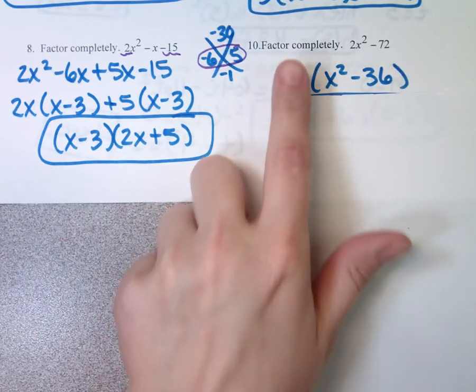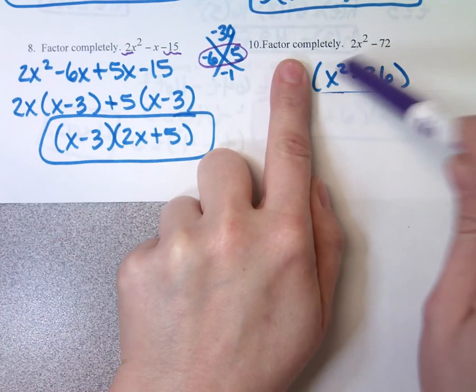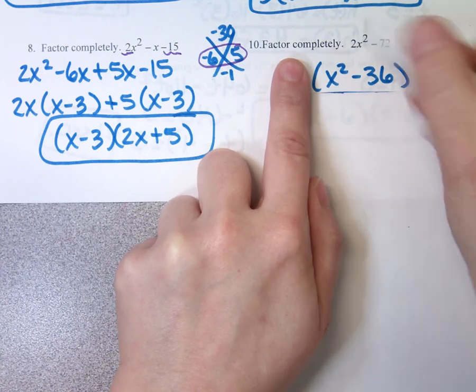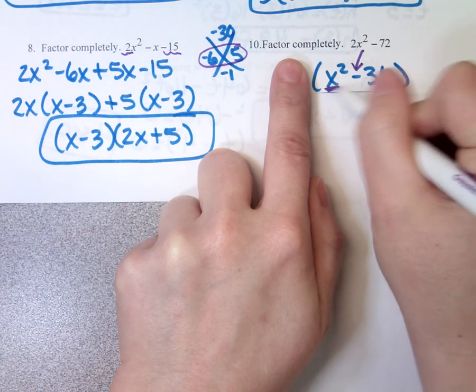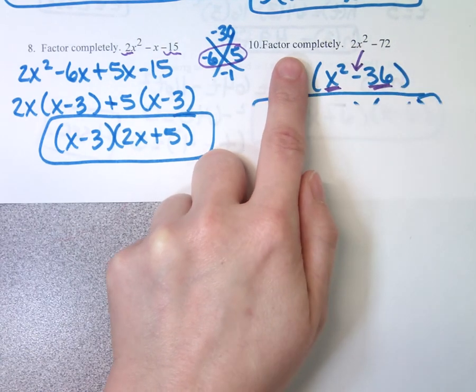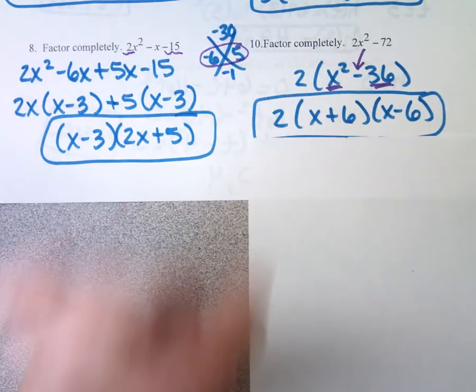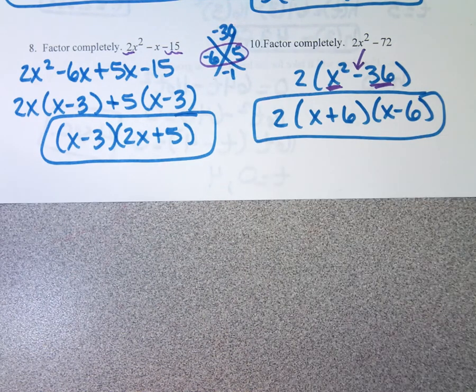I cover up my GCF, see if I can do any more. This here does not have a GCF, but it does have 2 terms. So I look to see if it's a difference of squares. And it is. This is a difference. These are both perfect squares. So that's the one that factors with the plus and the minus. So x plus 6, x minus 6, and Mr. GCF, shoo, drop it.